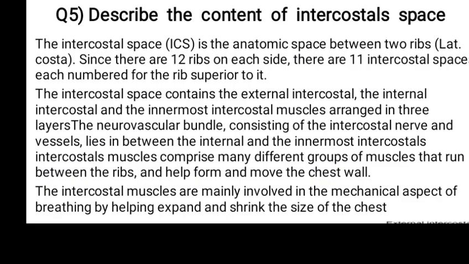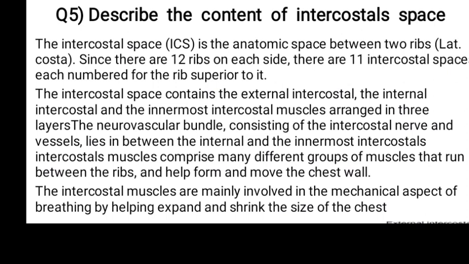Question number 5. Describe the contents of intercostal space. The intercostal space is the anatomic space between two ribs. Since there are 12 ribs on each side, there are 11 intercostal spaces, each numbered for the rib superior to it.